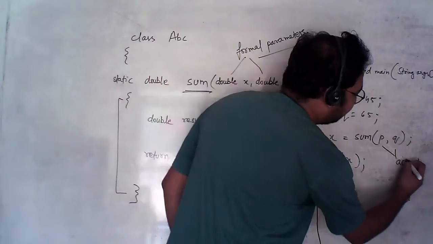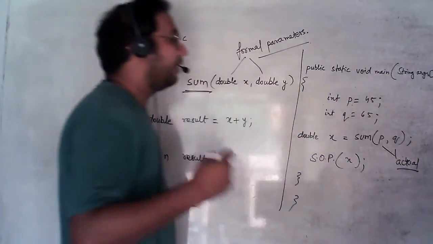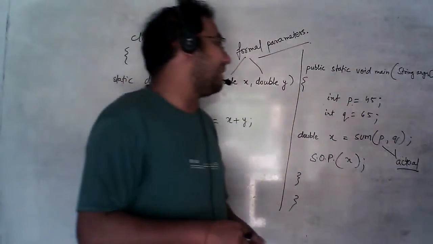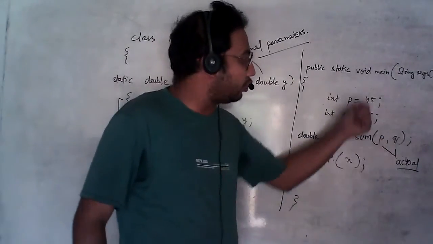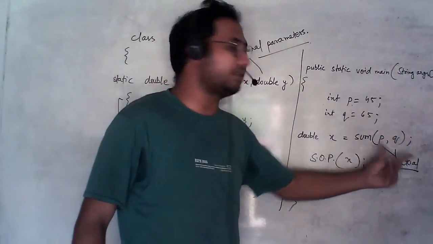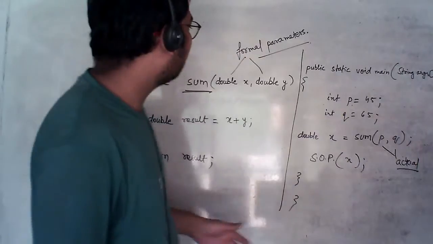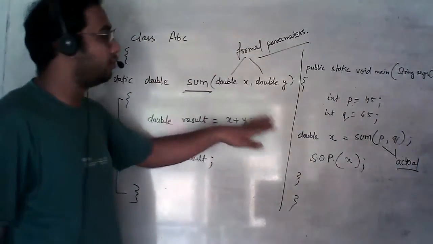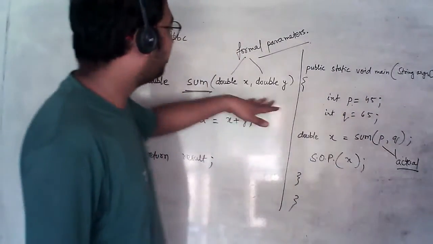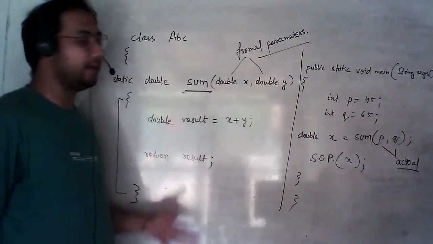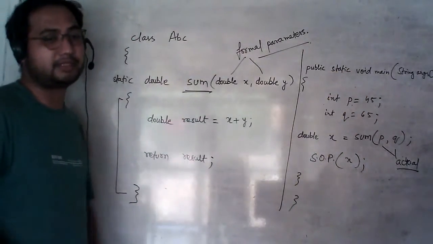Actual means when you pass the values, you will get the addition of those values. These values can be different, but these will remain the same. So whatever values you pass, those values will be copied in x and y, and thereafter you will get the result in the same manner.